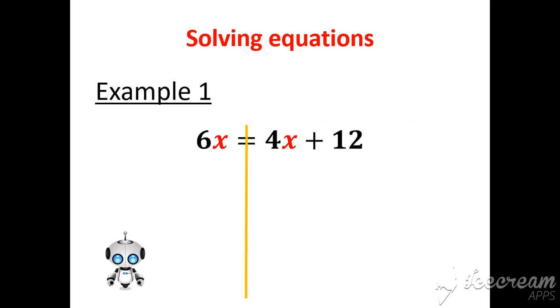This is a bit different. This has got x's on both sides of the equation now, on the left and the right hand side, unlike the ones we've started with. This has now got x's on both.